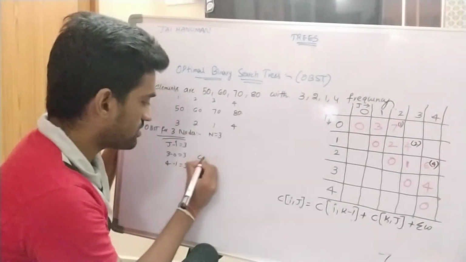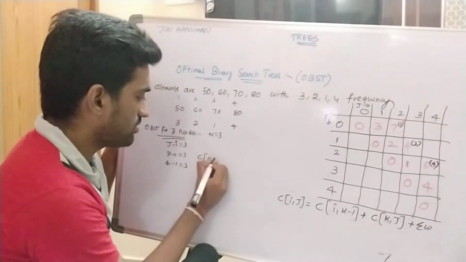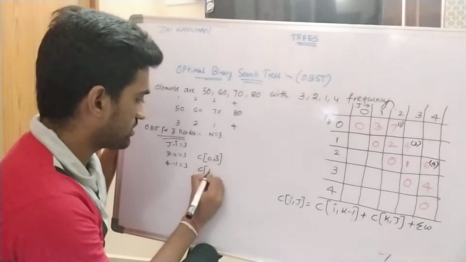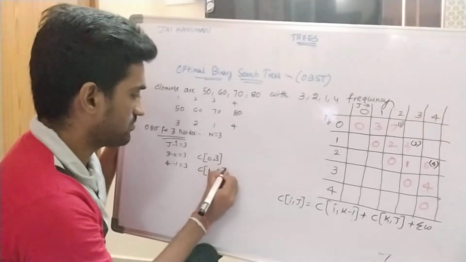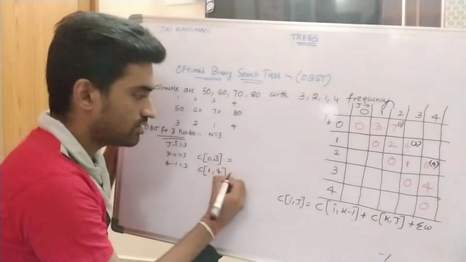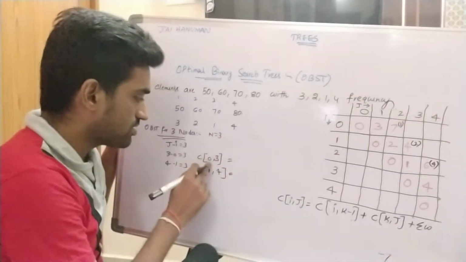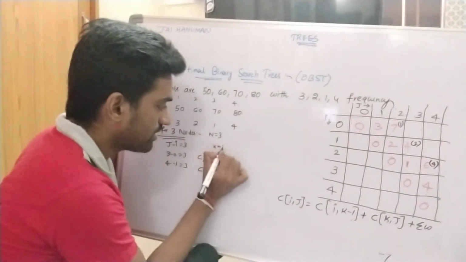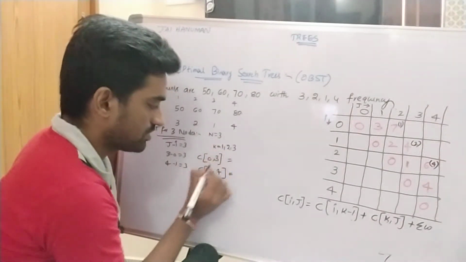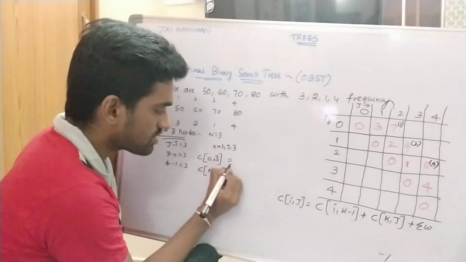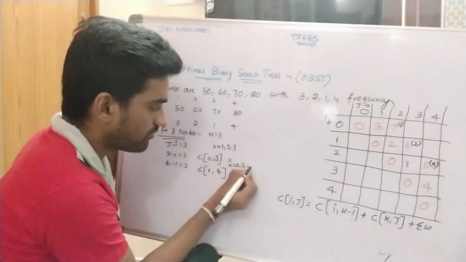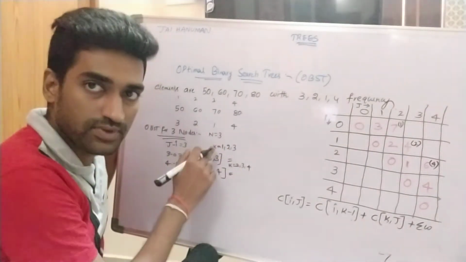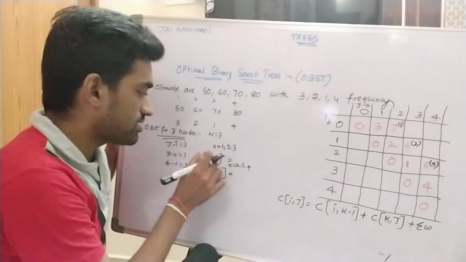Then I am calculating the cost of 0 comma 3 and the cost of 1 comma 4. Here we are using the same formula. Just ignore these values. We can find the intermediate nodes for this one: k is equal to 1, 2, 3. For the other, the intermediate nodes are k is equal to 2, 3, 4. So here 3 cases are generated for each and every cost finding.